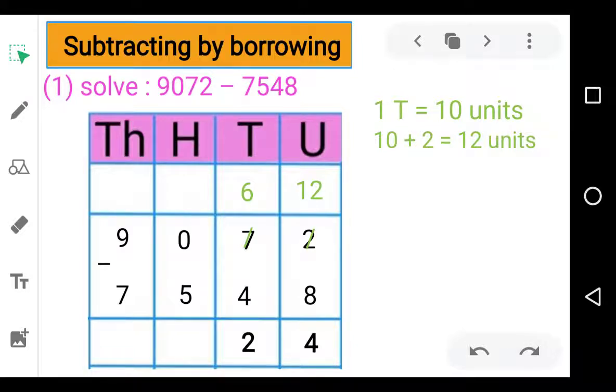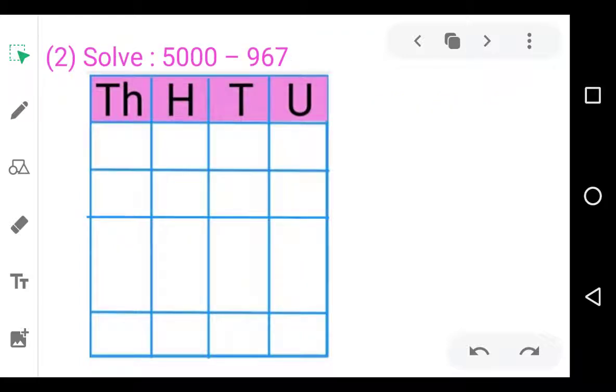Now see, at the hundred place again we cannot subtract 4 from 0. So we untie 1000 from 9000. So 8 remains at the thousand place, and at the hundred place 0 becomes 10, since 1000 equals 10 hundreds. Now 10 minus 4 is 6, 8 minus 7 is 1. So here we get the answer 1624. Now come to the next example, example 2.